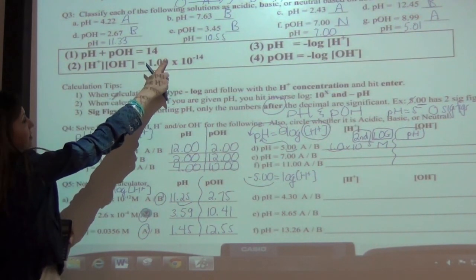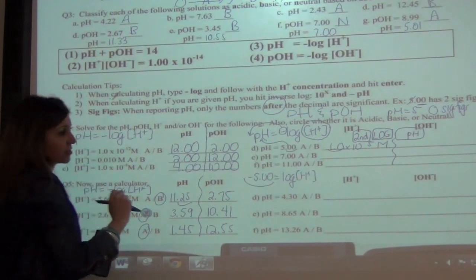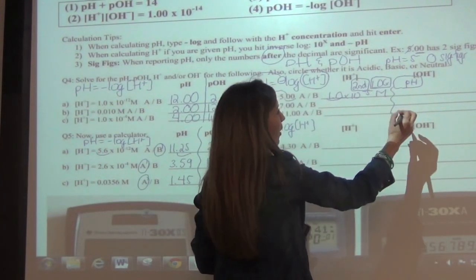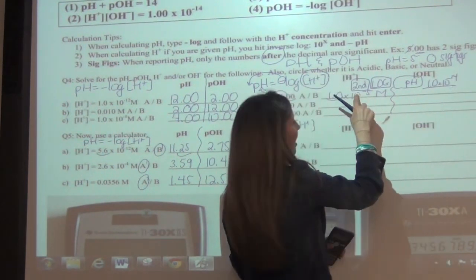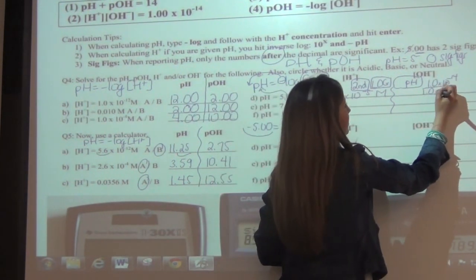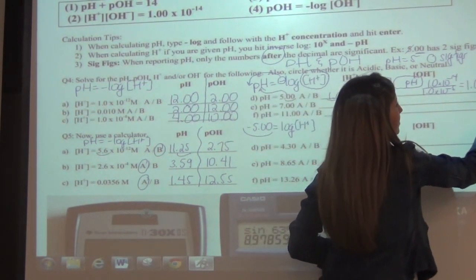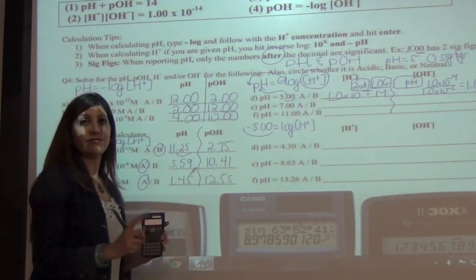And then you're going to do this number divided by either the OH minus or this number divided by the H plus. So let's try that here. We're going to do 1 times 10 to the negative 14 divided by this number, which is 1 times 10 to the negative 5. And what we get is 1 times 10 to the negative 9 molar. That's one way of doing it.